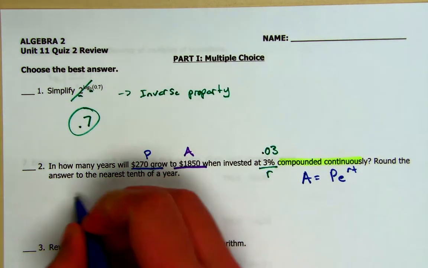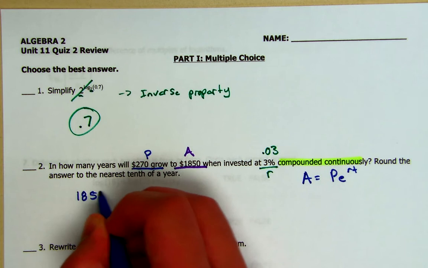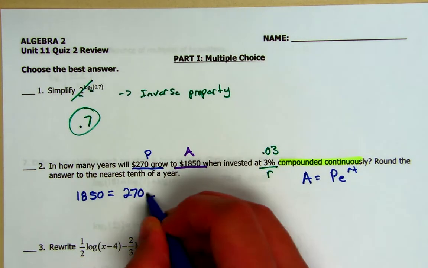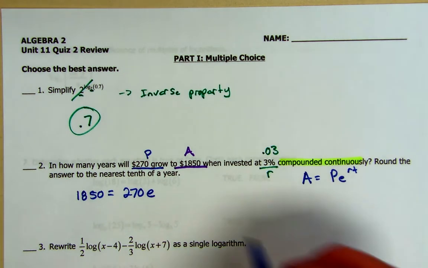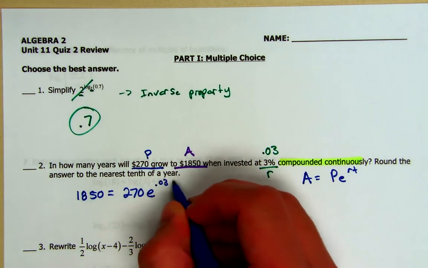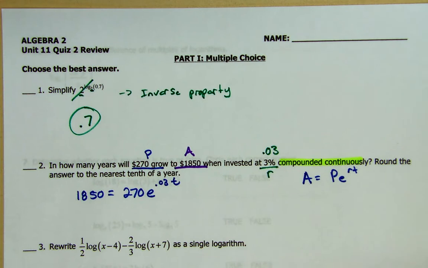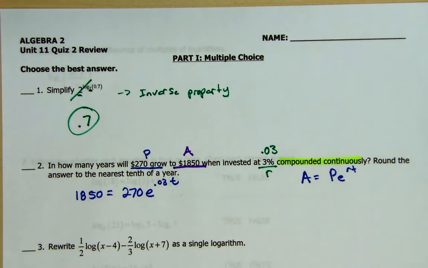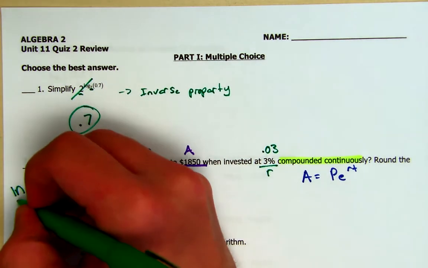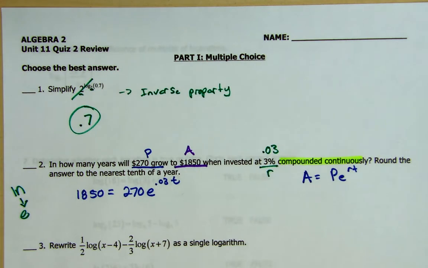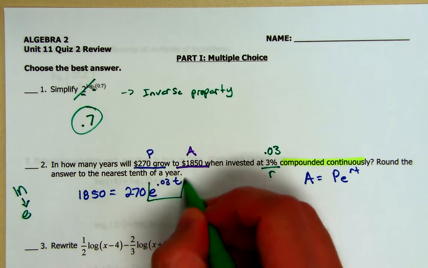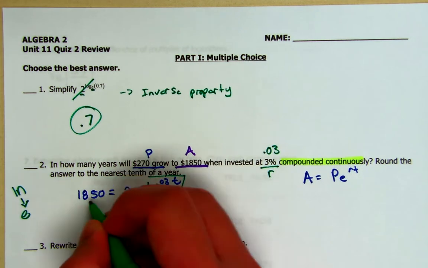So A is 1850, equal to 270, that's P. E, that's that constant, E. The rate, 0.03, T. Now remember, whenever there's an exponent, we're going to have to change to logarithmic form. But since there's an E, we want to use the natural log. So natural log, remember, whenever you see E. First, I want to get E alone, though. So I want this guy to be alone. Let's divide by 270 to get there.